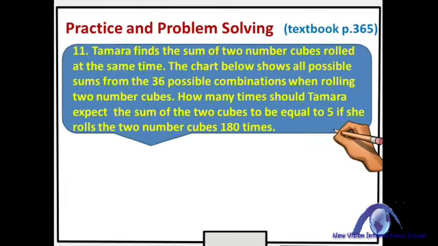Number 11. Tamara finds the sum of 2 number cubes rolled at the same time. The chart below shows all possible sums from the 36 possible combinations when rolling 2 number cubes. How many times should Tamara expect the sum of the two cubes to be equal to 5 if she rolls the two number cubes 180 times?